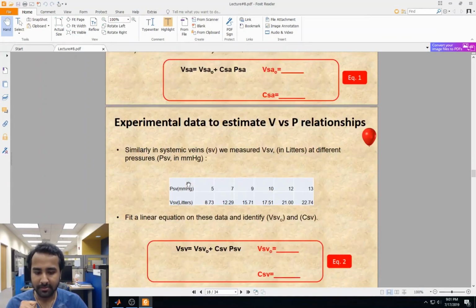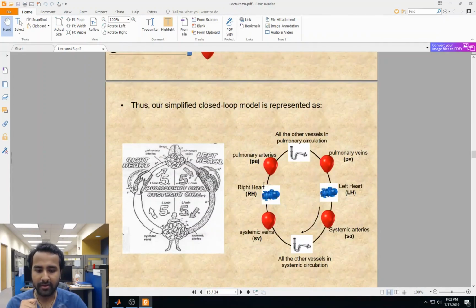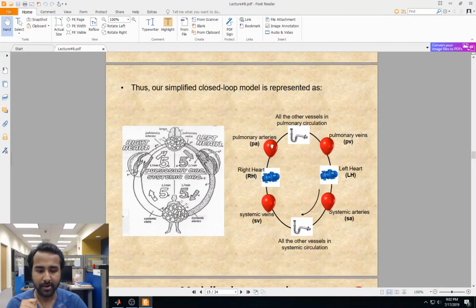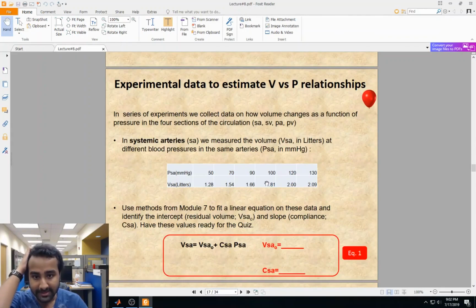So the next couple of slides go over how we use this equation to figure out the various parameters we need to model these 4 balloons. I'll just show you the examples for them. I'm not going to actually do them because you have to do them yourself, but they use heavily the methods we learned from Module 7. So for the systemic arteries, systemic veins, pulmonary arteries, pulmonary veins, those 4 balloons, we have pressure and volume information. So 50 millimeters mercury, 70, 90, 100, and so forth. And the volume, so 1.28, 1.54, and so on and so forth.